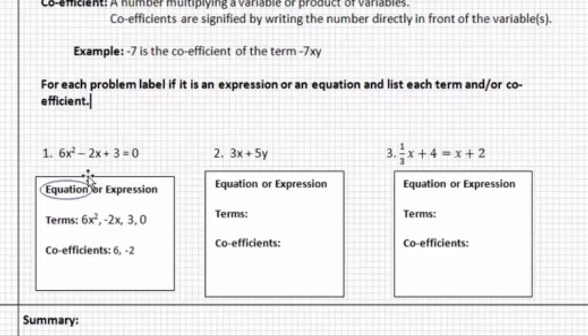So go ahead and take a moment to look at the next 2 problems and see if you can do the same thing we just did for this first one. Decide if it's an equation or an expression, list out the terms and the coefficients. And then I'd pause the video to do that and then resume the video to check your work with mine.